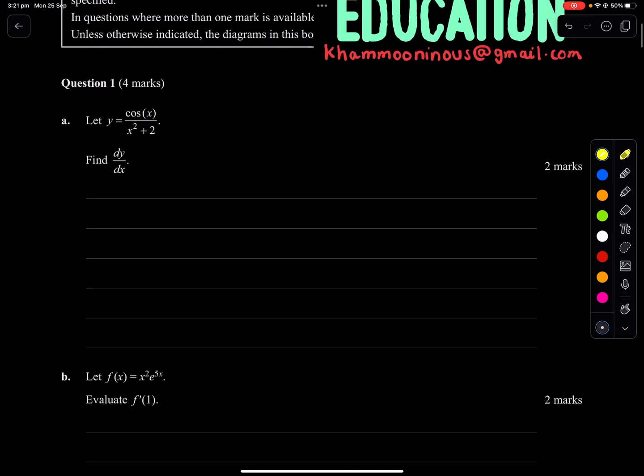So question 1. Let y equals cos x over x squared plus 2, find dy dx. Okay, so we're going to use the quotient rule here. So our u is cos x, our v is x squared plus 2. So our u dash is negative sine x, our v dash is 2x.